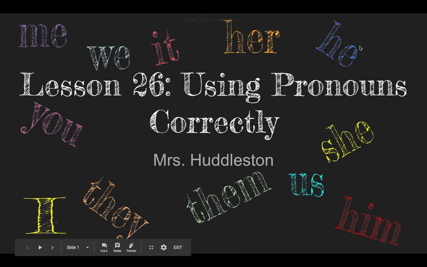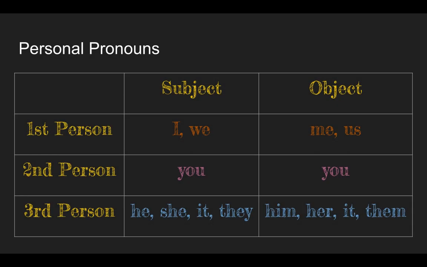This week we're going to be looking at pronouns again, but this time we're going to be looking at how we use them in the sentence and making sure that we're using them correctly. So, just as a quick review, these are the personal pronouns that we're looking at. We have our first person pronouns, I, we, me, us. We have our second person pronoun, you, stays the same no matter what. And then we have our third person pronouns, he, she, it, they, him, her, it, them. Okay, so we saw these last week, but now we're going to see how we can pick them in the sentence, of which one to use and how to use them correctly.